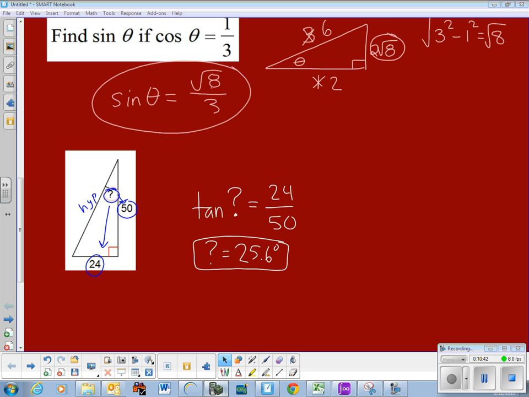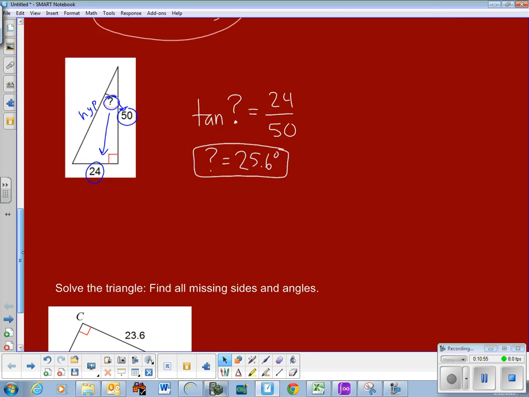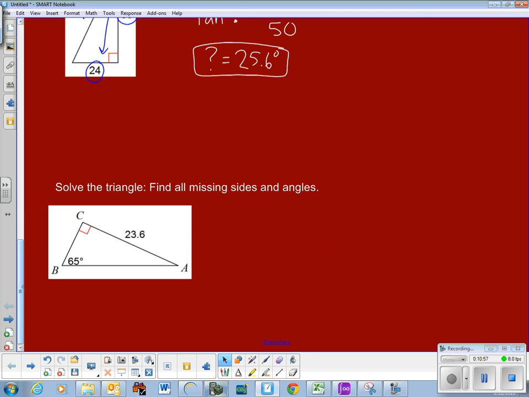If your calculator were in radians, you'd get something totally weird, and we'll learn about that soon. Okay, but this is inverse trig. It is finding the angle given the two side lengths. All right, lastly, solve the triangle.